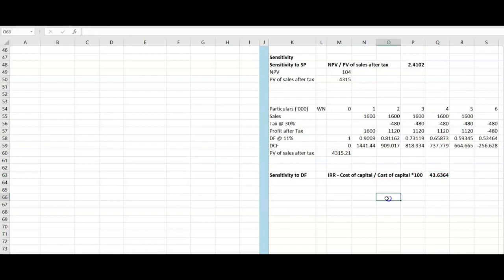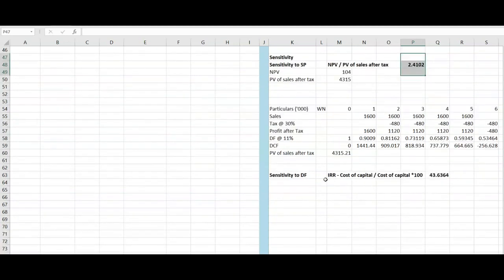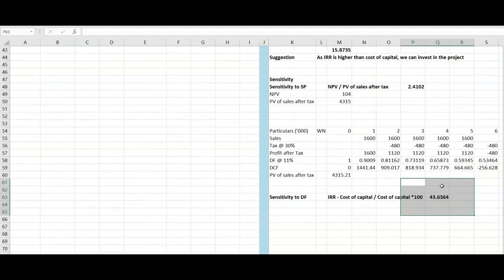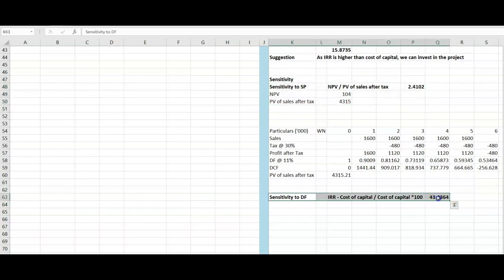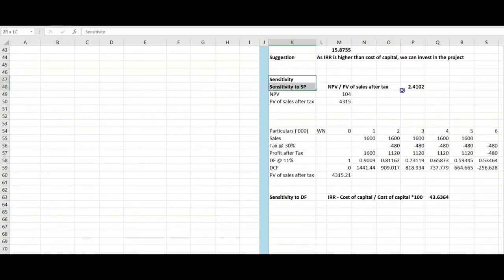So what does this tell you? See, this tells you that the sensitivity of selling price, okay, is very small. Even for a 2.4% change in the selling price, the NPV will become 0, but it will take 43% of cost of capital to change from 11% to 15%. So for which one of these is NPV very sensitive? NPV is very sensitive to the selling price when compared to the discount factor. So that is how the problem works.